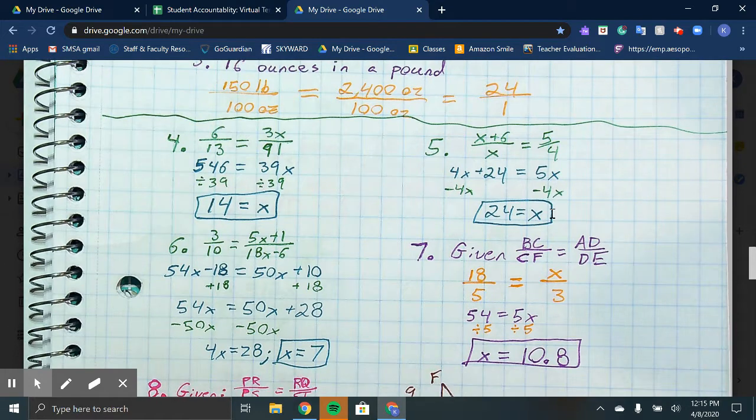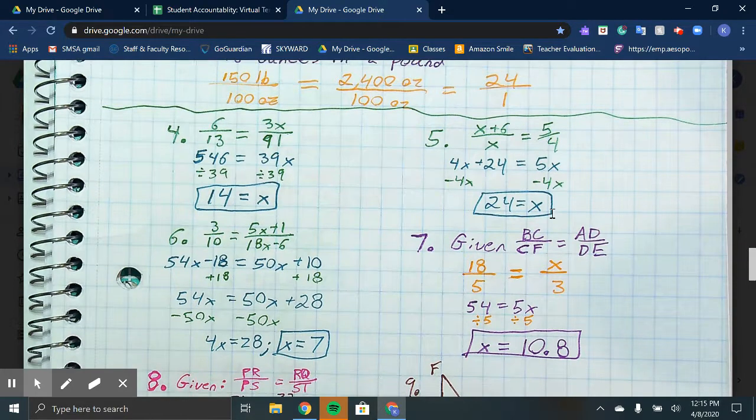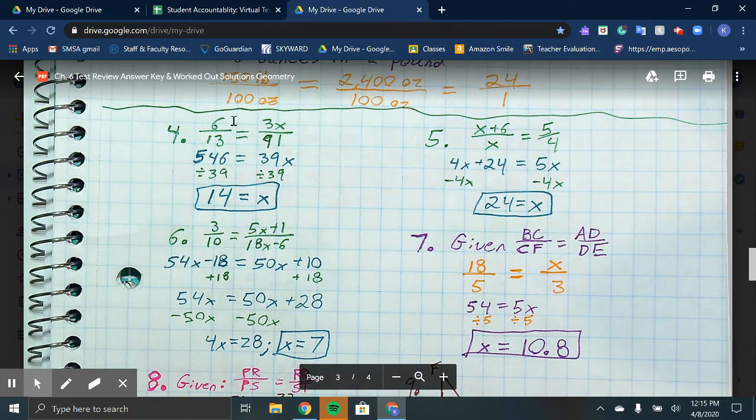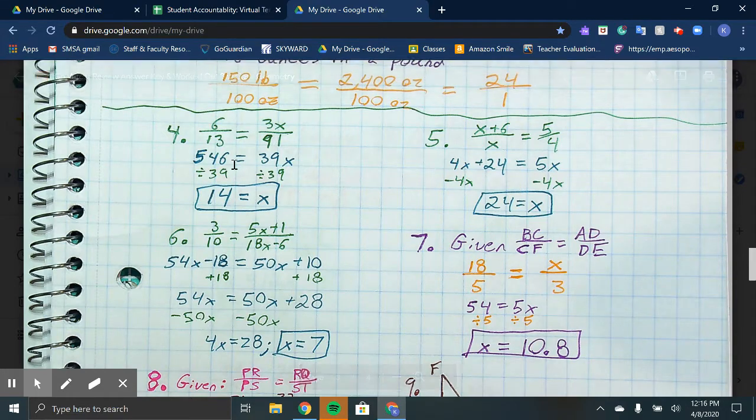Now our next few problems, 4, 5, and 6, are all proportions. So what we want to first do is cross multiply, then solve for the variable. So if you look at the setups, all of them are just set up as the proportions for 4, 5, and 6. And then the first step on each is to diagonally multiply. So number 4, 6 times 91 is 546. Equals 13 times 3x, or 39x. Divide both sides by 39, and x is 14.